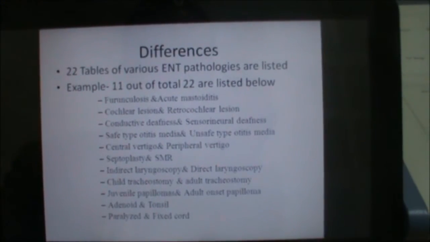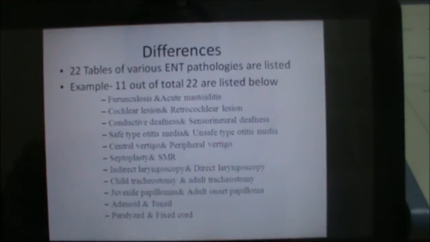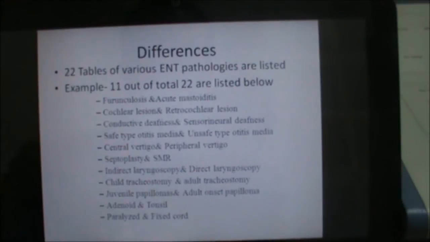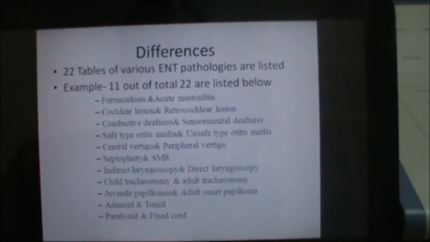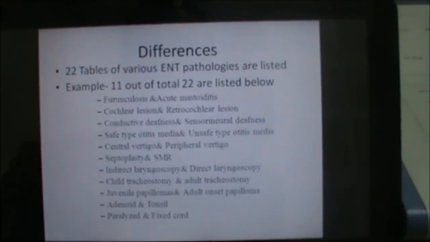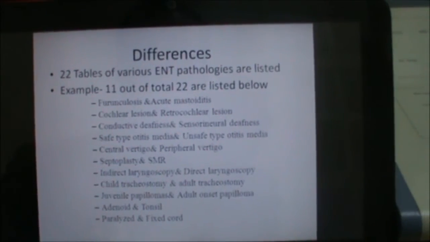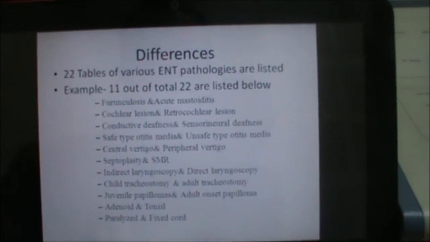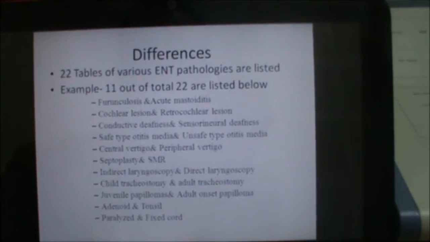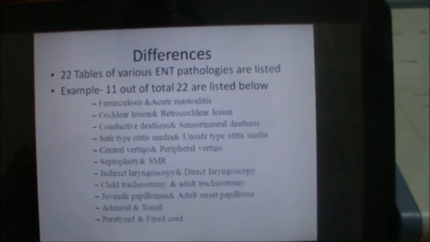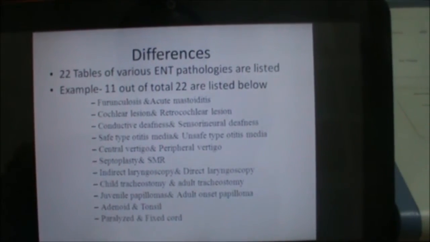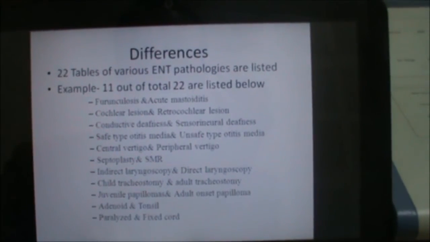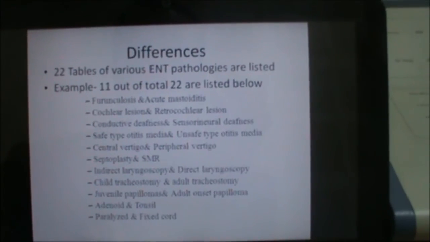Then it also carries various differences. 22 tables of various ENT pathologies are listed and compared with each other, and 11 out of 22 tables are listed below, like furunculosis and acute mastoiditis, cochlear lesion and retrocochlear lesion, conductive or sensorineural deafness, safe or unsafe type of otitis media, central or peripheral vertigo, septoplasty and SMR procedure, indirect or direct laryngoscopy, difference between tracheostomy in child and adult, juvenile papilloma or adult onset papilloma, adenoid and tonsil, paralyzed and fixed cord.